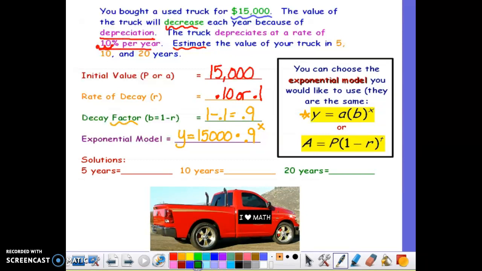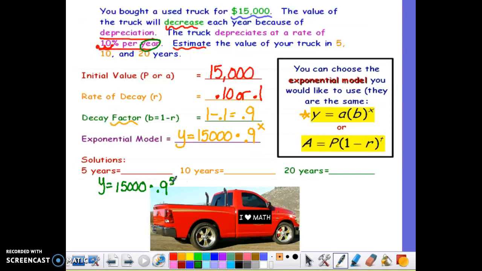Now I just have to go ahead and do some evaluating. It says find the value of the truck after 5 years, 10 years, and 20 years. So to find these things out, I'm just plugging these values, the 5, the 10, and 20 in for x, because x represents my time frame, and it says that it's depreciating per year. So I'm going to first plug in 5 for x. So I get y is equal to 15,000 times 0.9 to the 5th.